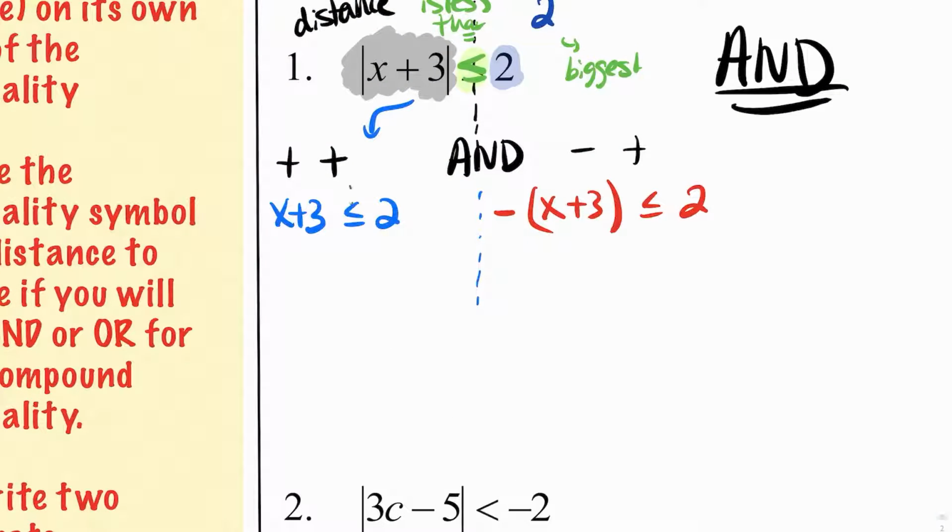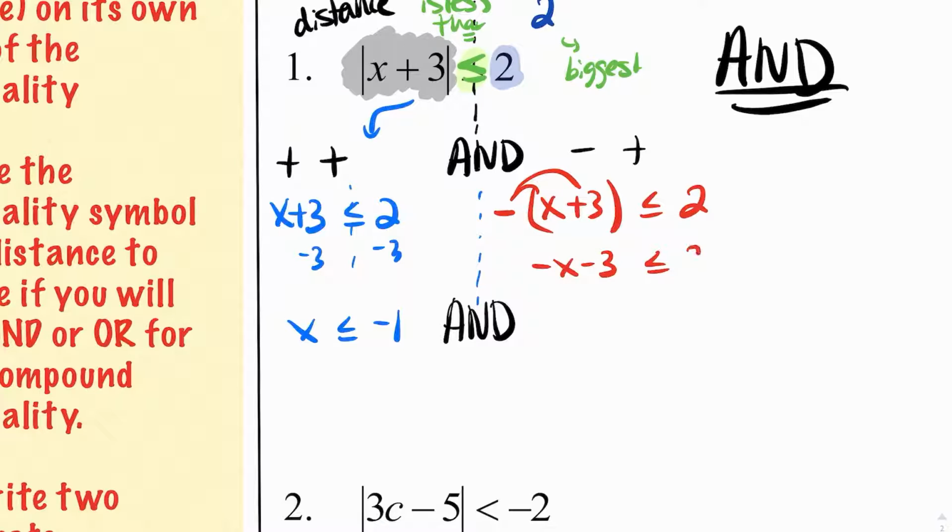If I wanted to get x alone, I would simply subtract 3. So I have all the x's that are less than -1. Again, these are connected with the word and. And then I'd solve this one over here. So I distribute. So -x minus 3 is less than or equal to 2. Add 3 to both sides.